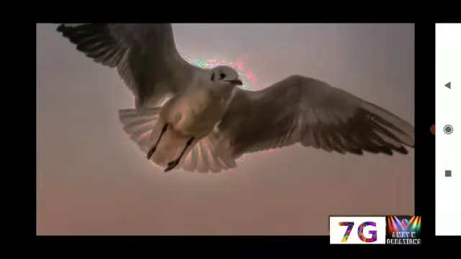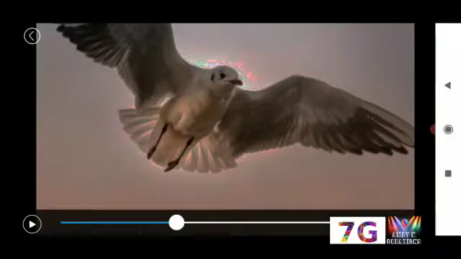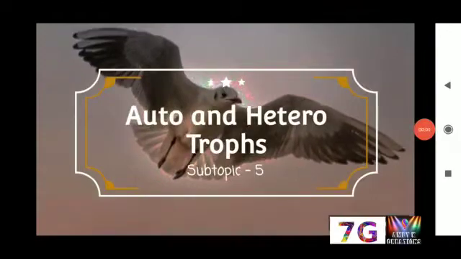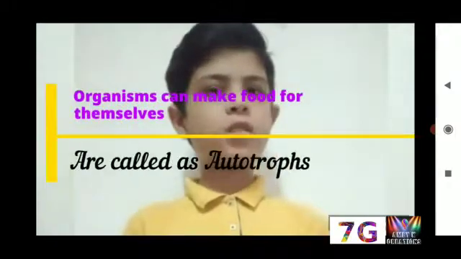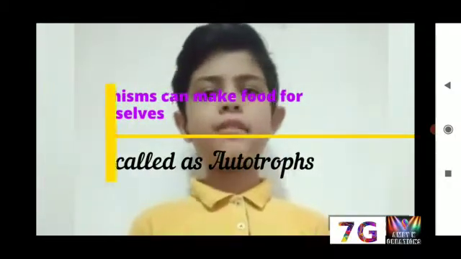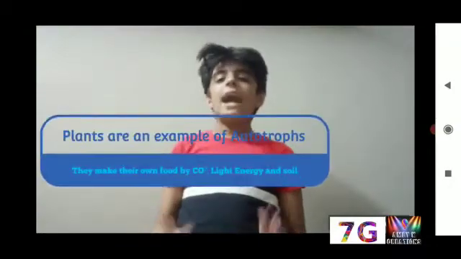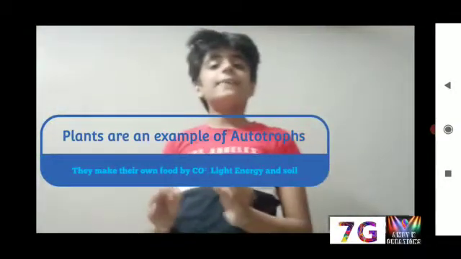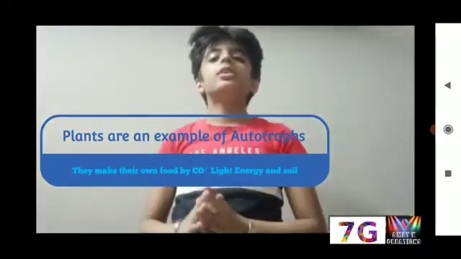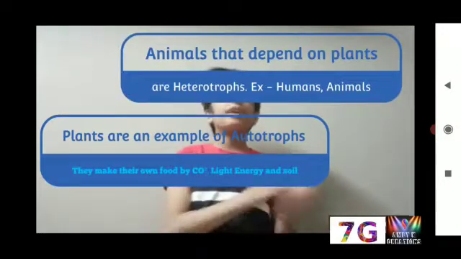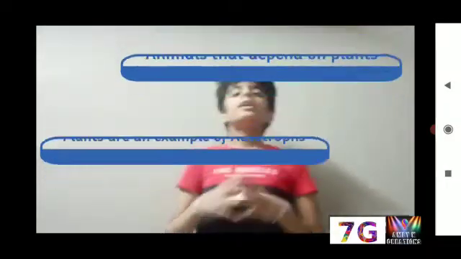Autotrophs and heterotrophs. Subtopic 5. Organisms that make food for themselves are called autotrophs. Plants are an example of autotrophs as they make their own food by using carbon dioxide, light energy and soil. The animals that rely on others for food are heterotrophs. Human beings are an example of heterotrophs as they depend on animals in many ways for their food.